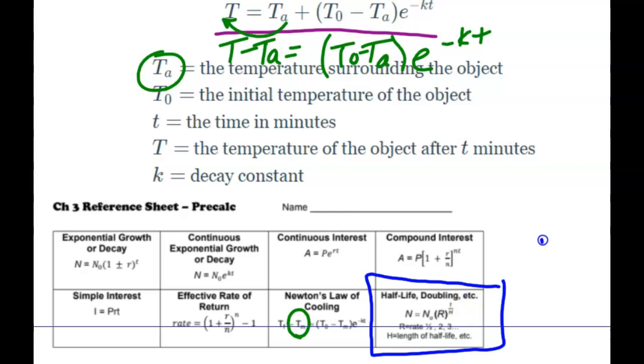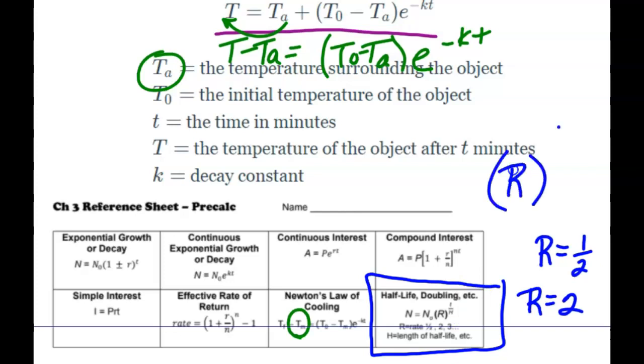It says half-life and doubling. If you're talking about a half-life question, then R is a half. If you're talking about a doubling question, then R is 2. But it says down here, H stands for the length of the half-life or the doubling time. And it's T over H up in the exponent. So it's R to the T over H.